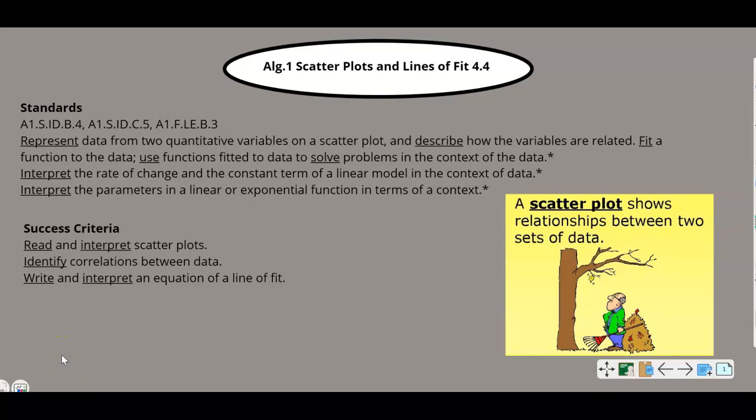Scatter plots and lines of fit. All right, as always, we're going to start here with the state standards, just a few standards that are being covered today. Also, your success criteria, what you need to learn by the end of the lesson.